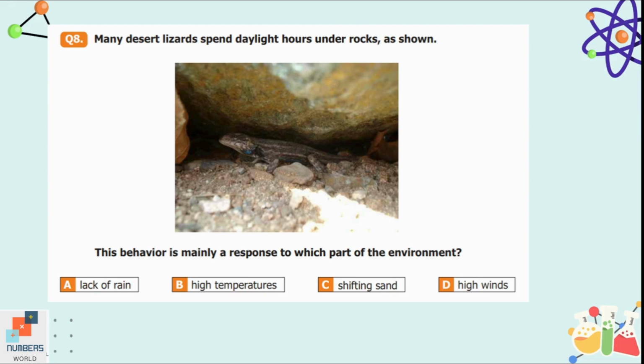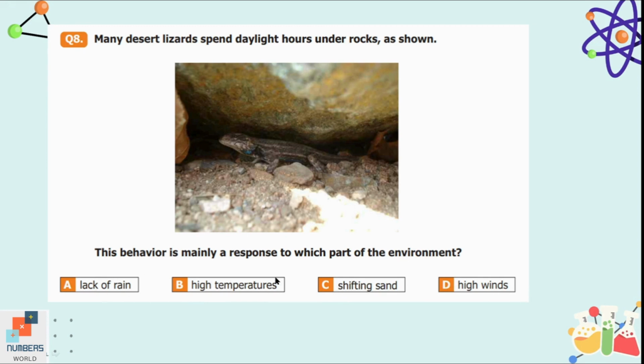Question number 8. Many desert lizards spend daylight hours under rocks as shown. This behavior is mainly a response to which part of the environment? Option A is lack of rain. Option B is high temperatures. C is shifting sand, and D is high winds.